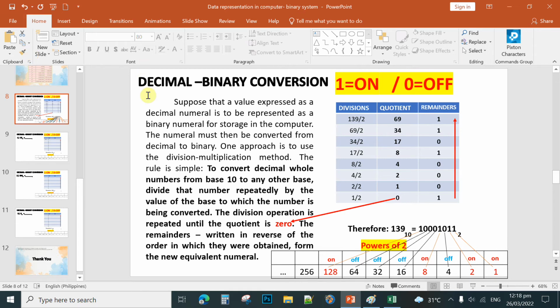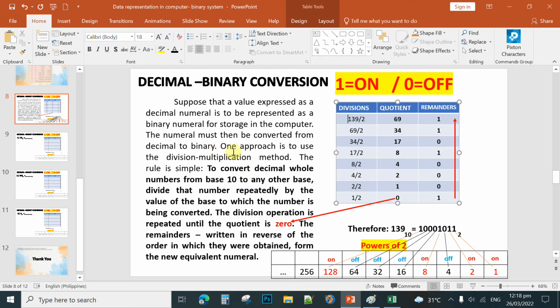For instance, we are pressing 139 on the keyboard. So, decimal to binary: how the computer actually converts 139 from decimal to binary, which the computer understands, the 0 and the 1, or the on and the off. This is the rule. Suppose that a value expressed as a decimal numeral is to be represented as a binary numeral for storage in the computer. The numeral must then be converted from decimal to binary.